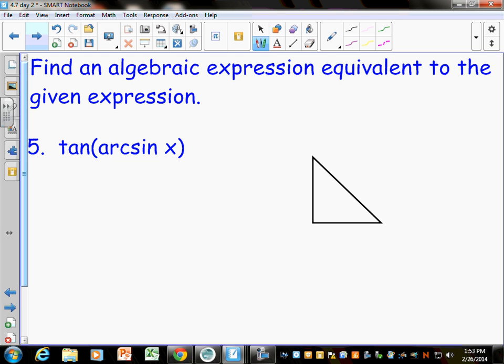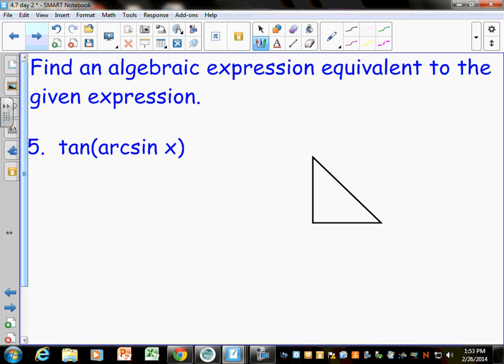And notice I drew a little triangle because we're going to have to go back to our triangles to solve this. And notice it just says find an algebraic expression. We're not going to get an answer like pi/6 or 1/2 or square root 3 over 2. We're not going to get an answer to a problem like this because we don't know what x is. We just want an expression that we can change from trig stuff to just something with x's in it. That's what we want to change to.